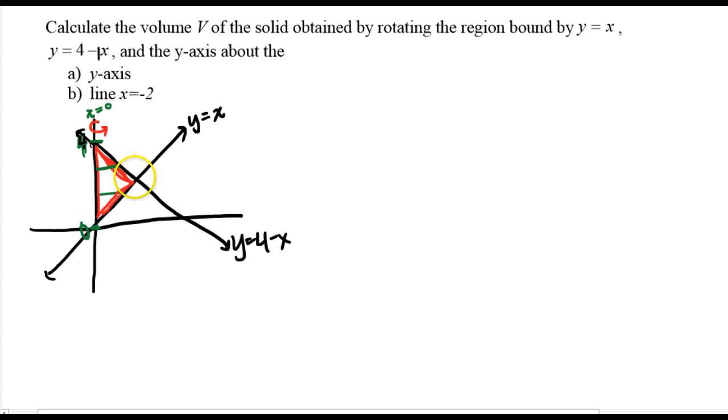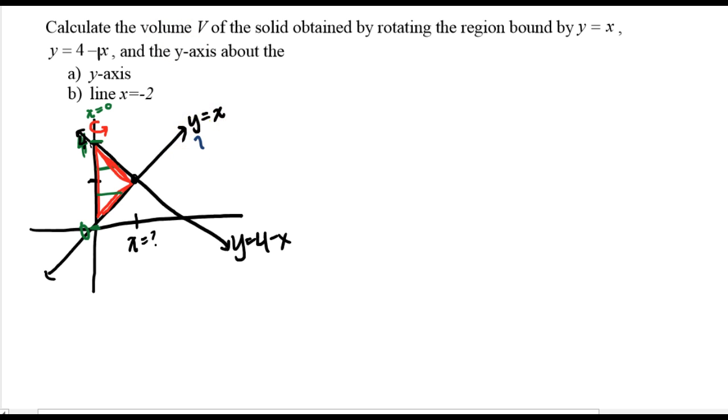And I need to stop at this point of intersection, whatever this y value is. So where do 4 minus x and x intersect? Well, if I were to set x equal to 4 minus x, my answer would be an x value. And I don't want the x value where they intersect. I want the y value where they intersect. So, in other words, what I need to do, and I'm going to need to do it anyways, is solve each of these for x.